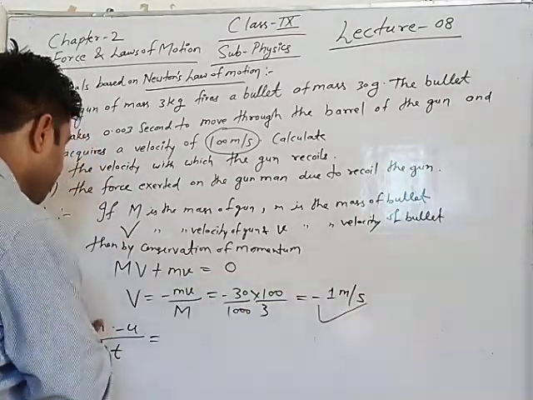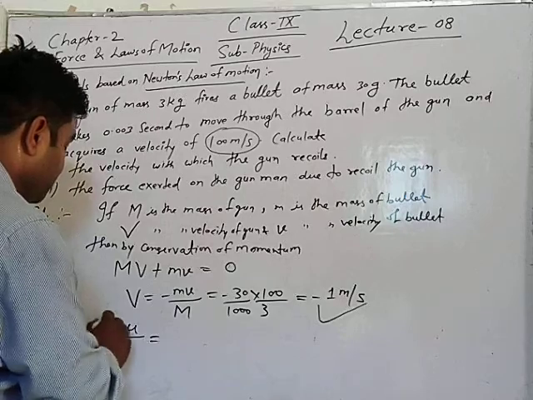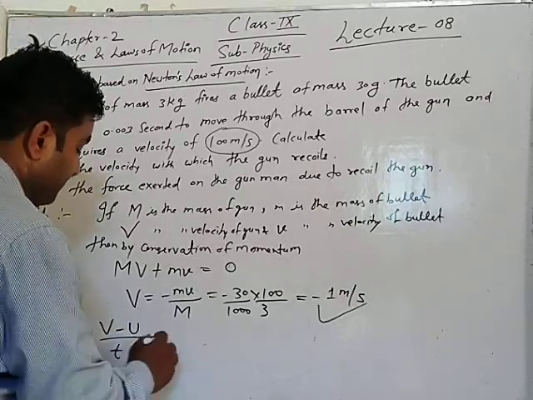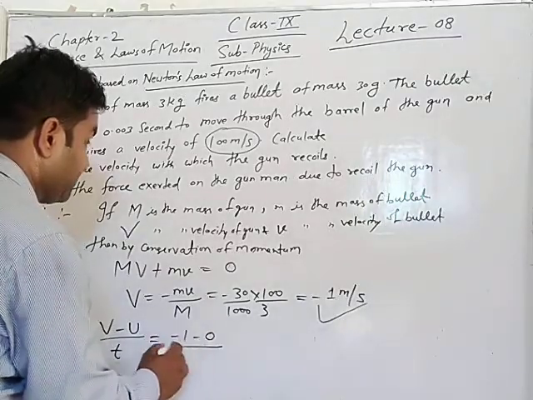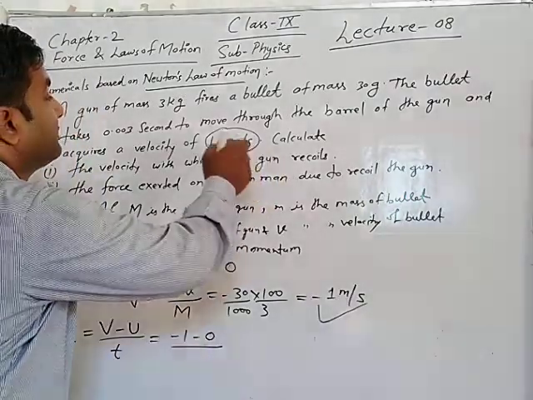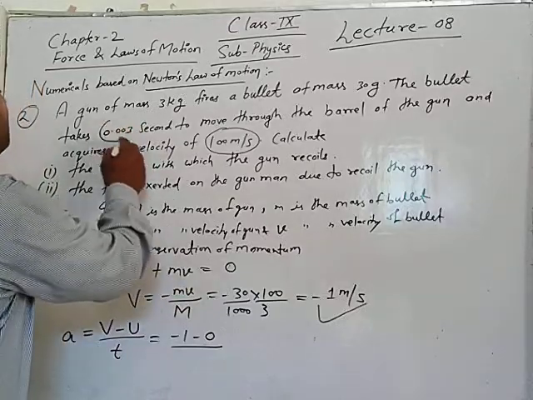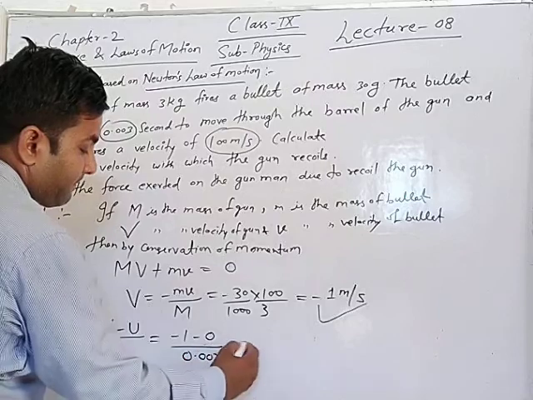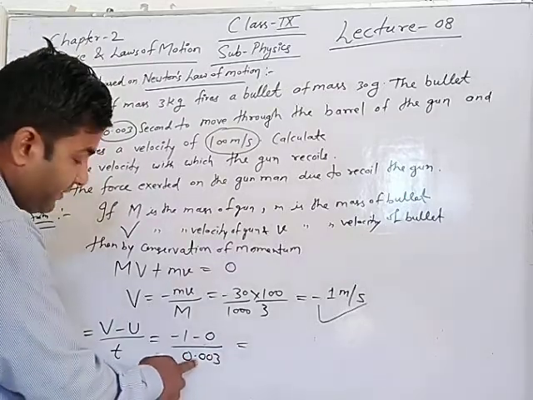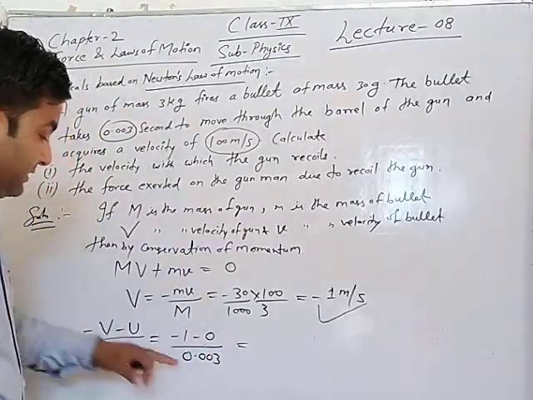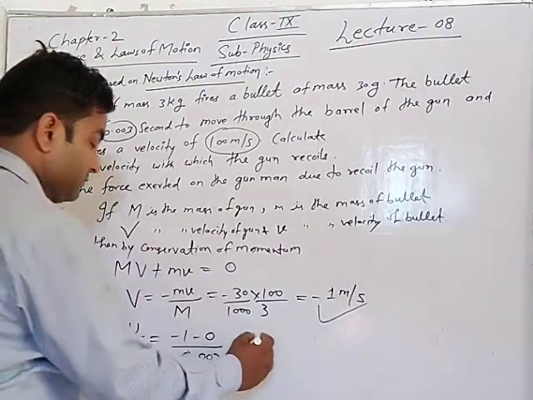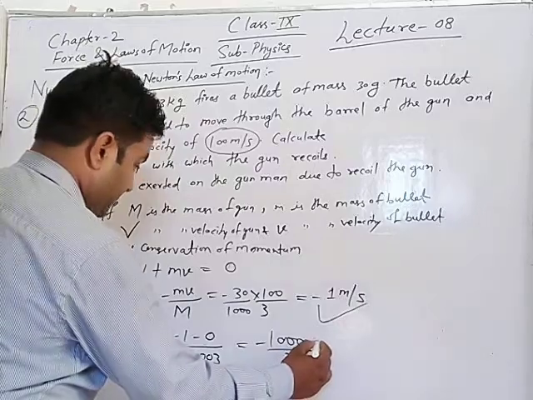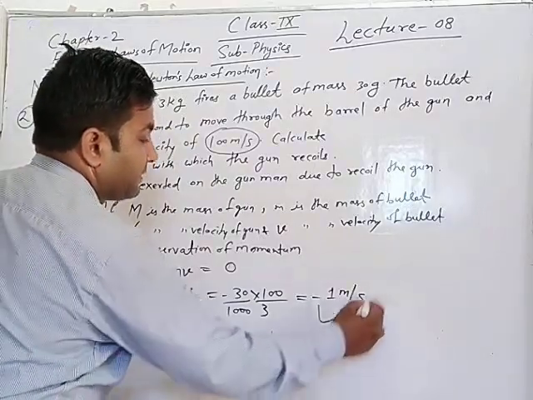We have to calculate the acceleration of the gun, using capital V, and initially it is at rest, so (1 minus 0) upon time, here that is 0.003 seconds. Whenever we remove the decimal from this step, the numerator will be 1000 multiplied, so 1000 into 1, that is minus 1000 upon 3 meter per second square.